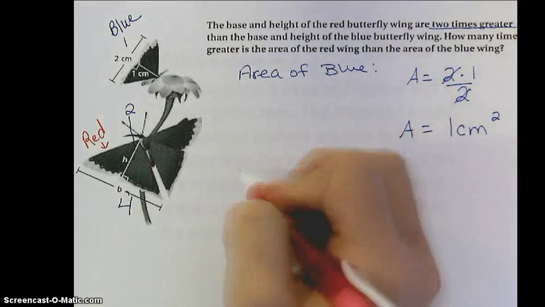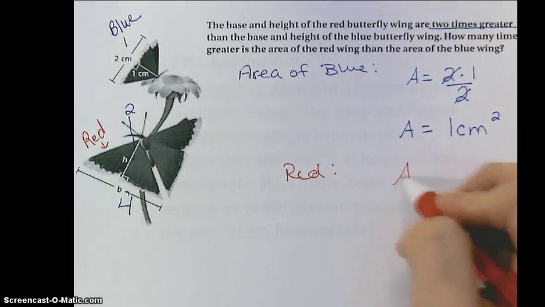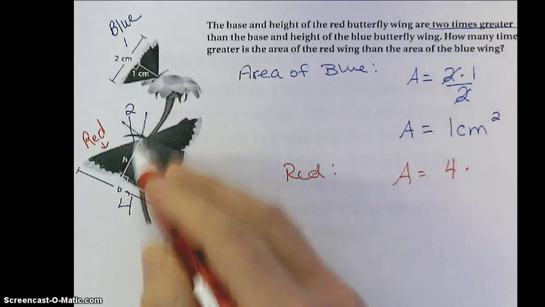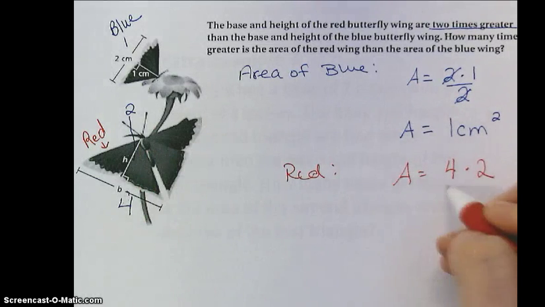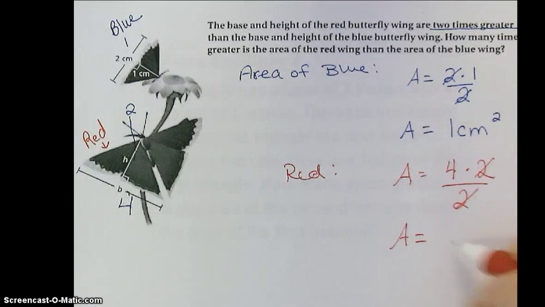So now let's find the area of the red. Well, it's 1/2 the base, which is 4, times the height, which is 2, all over 2. Well, now I can cross cancel those out. So the area of my red is 4 centimeters squared.